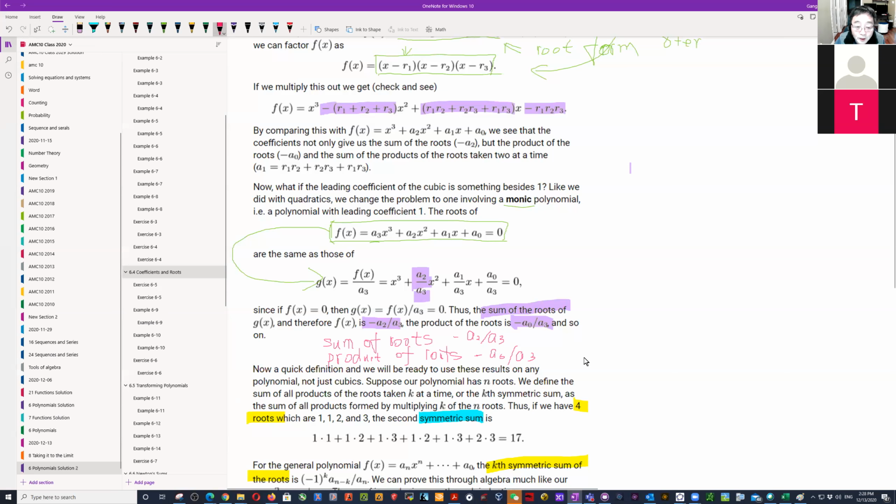So this is like a 3-degree polynomial. Imagine you get a 100-degree polynomial. So basically, if you write it in the form of x minus R1, x minus R2, and all the way to x minus R100, then what's going to happen is that they get multiplied.